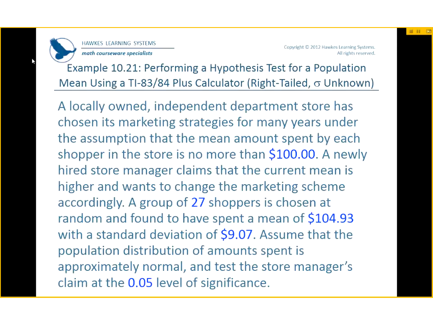A locally owned independent department store has chosen its market strategies for many years under the assumption that the mean amount spent by each shopper in the store is no more than $100. A newly hired manager claims that the current mean is higher and wants to change the marketing scheme accordingly. A group of 27 shoppers is chosen at random and found to spend a mean of $104.93 with a standard deviation of $9.07. Assume that the population distribution of amounts spent is approximately normal, and test the manager's claim at the 0.05 level of significance.